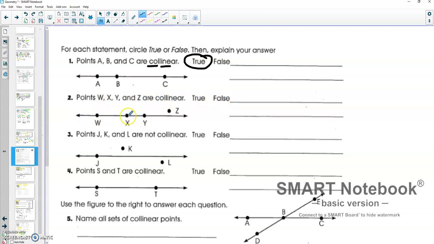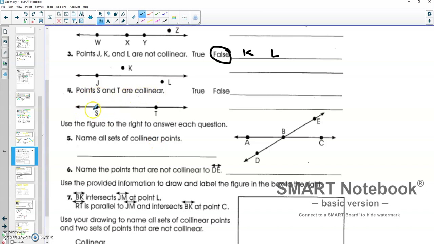W, X, Y are on the same line, but is Z? No. And it's asking for all four. So this one is false because Z is not. Points J, K, and L. J is on the line, but not K or L. So we know this is false. K and L are the problems.